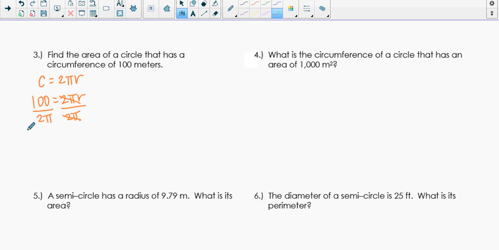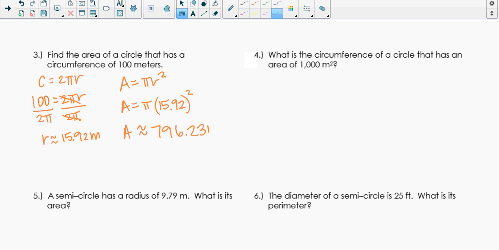Okay, so in this case, your radius is approximately 15.92 meters. Here it's okay if you want to round that. And then area equals pi r squared. So now area is going to be pi times 15.92 squared. And when you throw that in your calculator, you should get area to be about 796.23 meters squared.